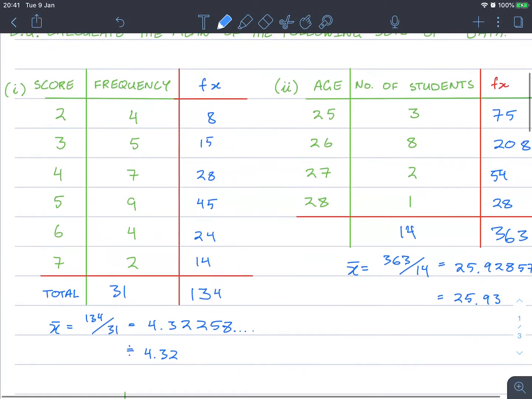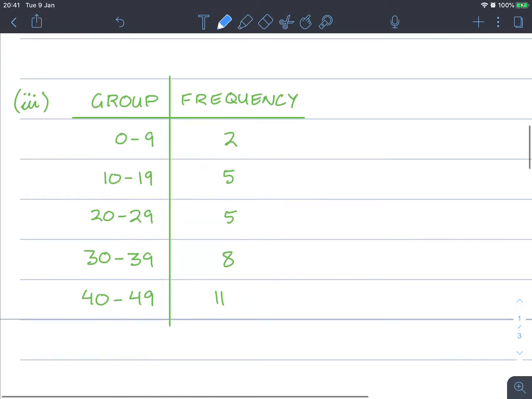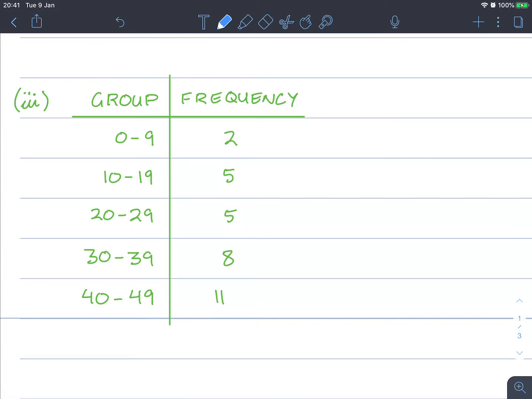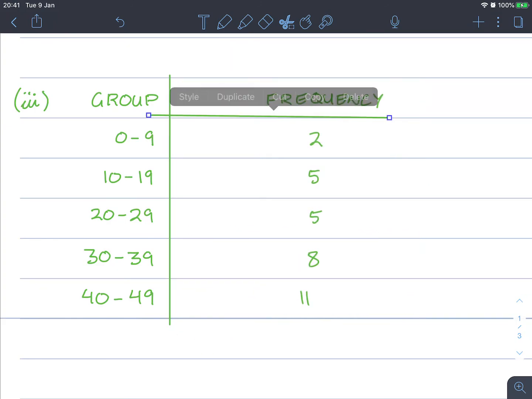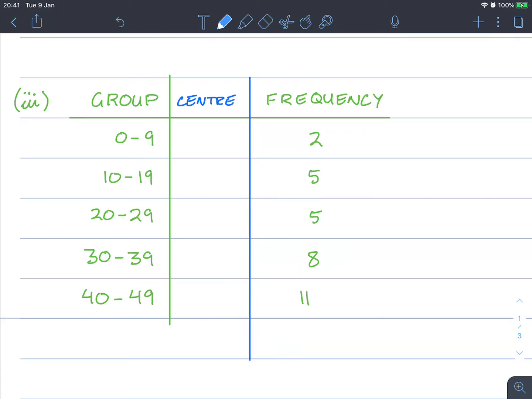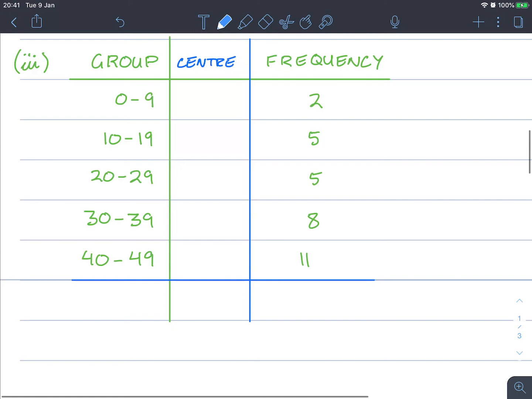We have one more example here. This time we have a group frequency table. Now, how we answer this is we actually require what's known as the group center. We need the center of the group. That means between 0 and 9, what is in the absolute middle between 0 and 9.